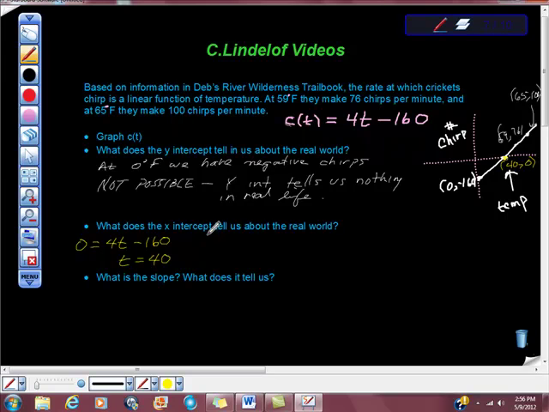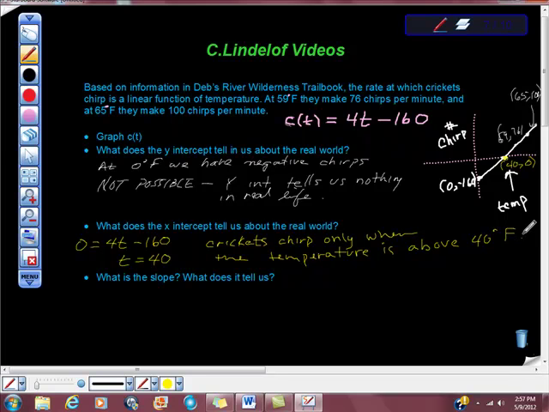Well, what that tells us is that our crickets chirp only when the temperature is above 40 degrees Fahrenheit. And that's really, really important, isn't it?